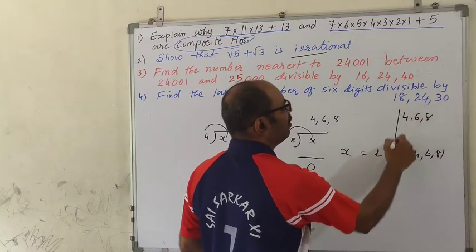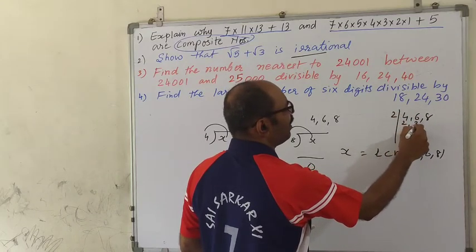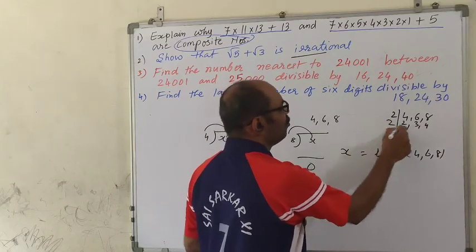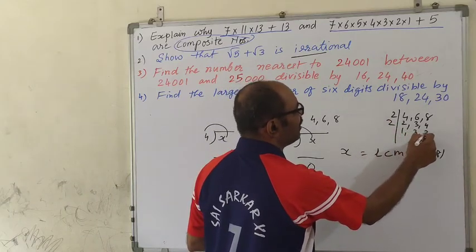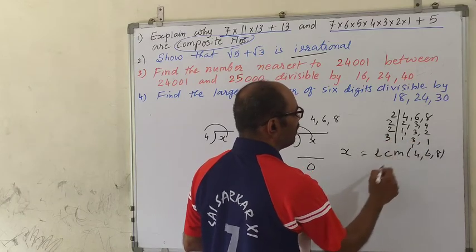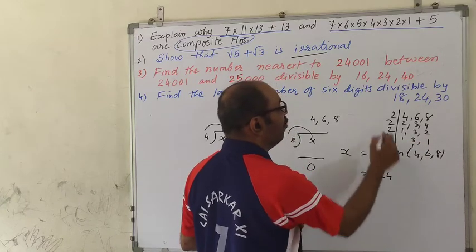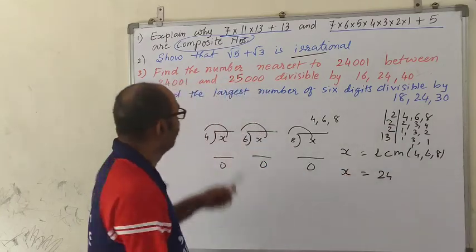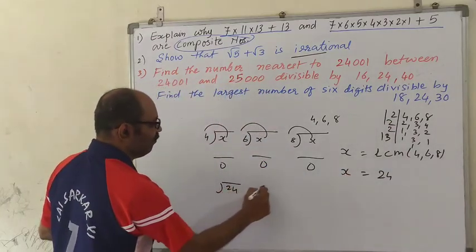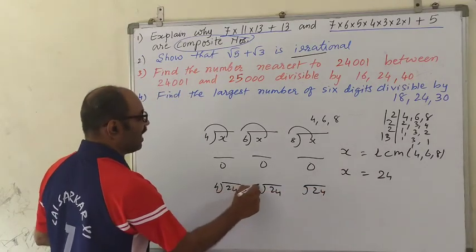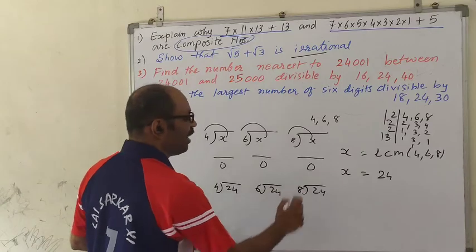Find out. 2 2s are, 3s are, 4s are. Any method you can employ. 2 1s are, 3 as it is, 2s are. 2 1s are, 3 as it is, and 3 1s are. So that gives me 24. 8 3s are 24. So what is the LCM? 24. So what does that mean? 24 is the smallest number which is exactly divisible by 6, 4 and 8.